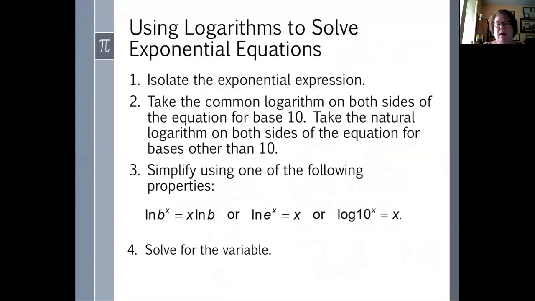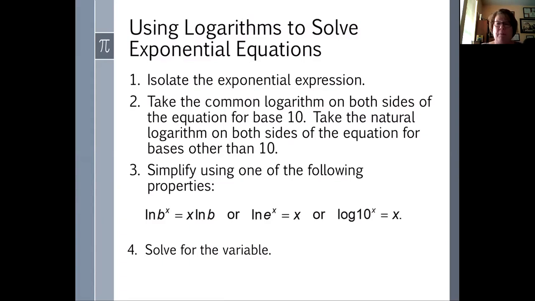The second method we have for solving exponential equations is to use logarithms. So the first thing you do in this method is you isolate the exponential expression. That means if you're multiplying your exponential expression by a constant, you need to divide both sides of that equation by that constant. Or if you're adding something to the exponential, you need to subtract that. If you're subtracting something from the exponential, you need to add it to both sides. You need to get that exponential expression all by itself. If you don't, this method is not going to work.